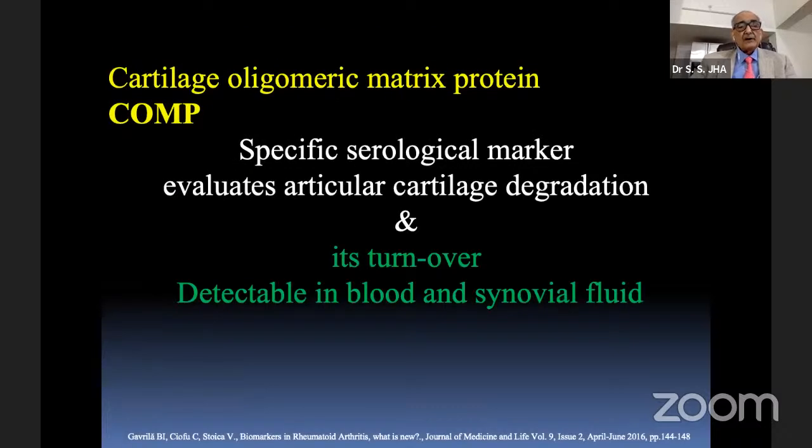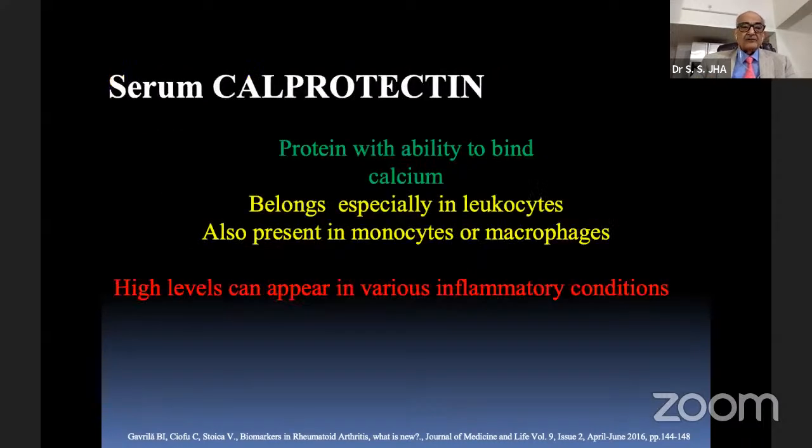COMP is cartilage oligomeric matrix protein. This is a specific serological marker which evaluates articular cartilage degradation, as the name includes the word cartilage, and its turnover is detectable both in the blood and the synovial fluid. So this can be detected at both the places.